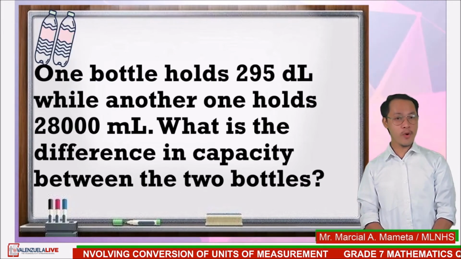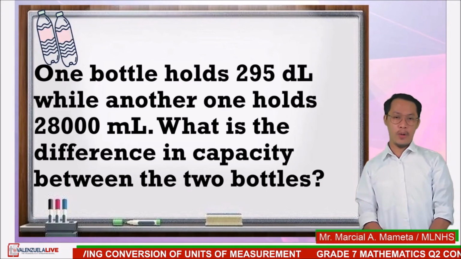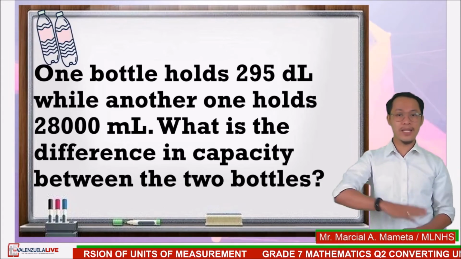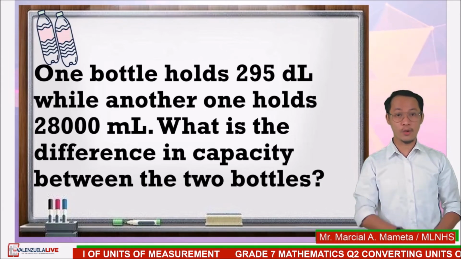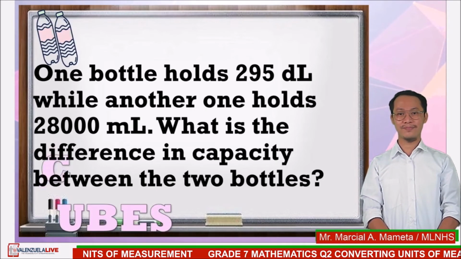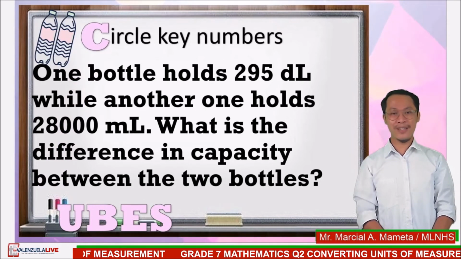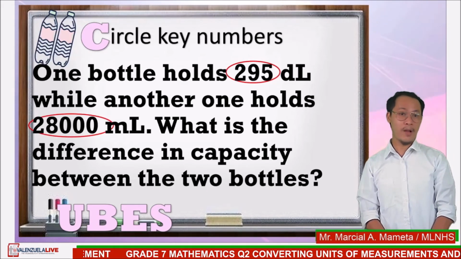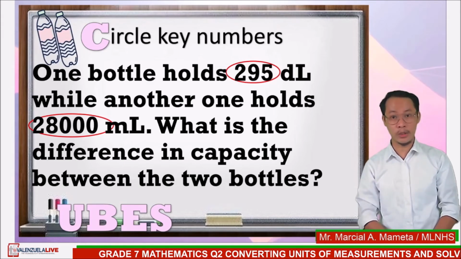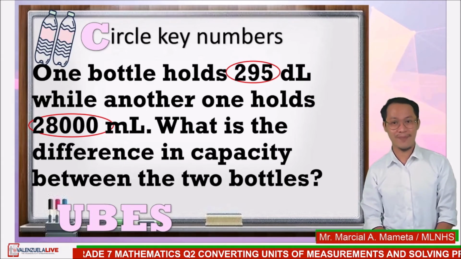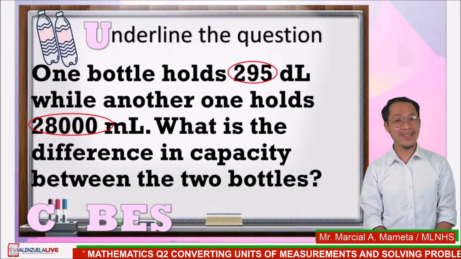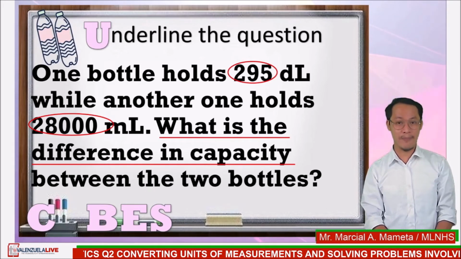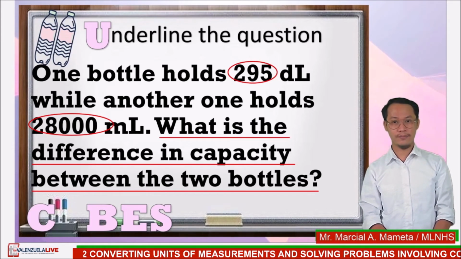One bottle holds 295 deciliters, while another holds 28,000 milliliters. What is the difference in capacity between the two bottles? C, circle the key numbers. So the key numbers are 295 and 28,000: 295 deciliters and 28,000 milliliters. U stands for underline the question. The question is, what is the difference in capacity between the two bottles?